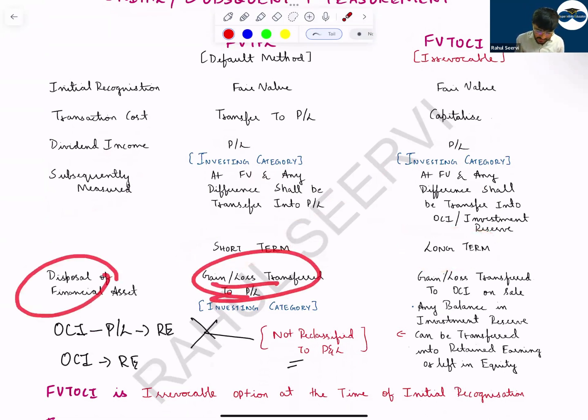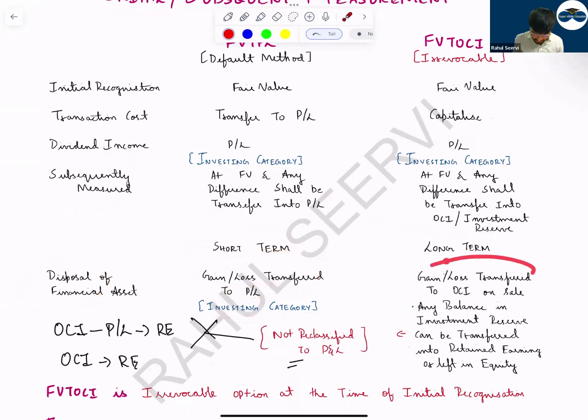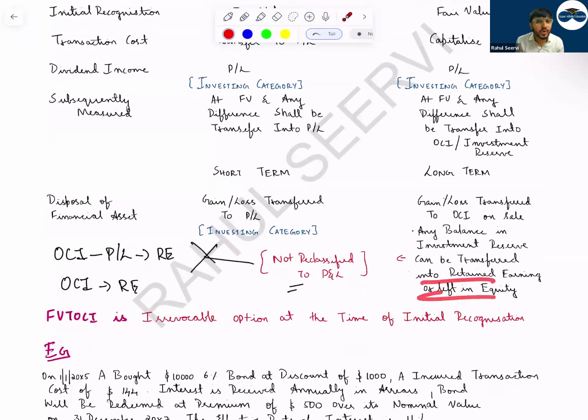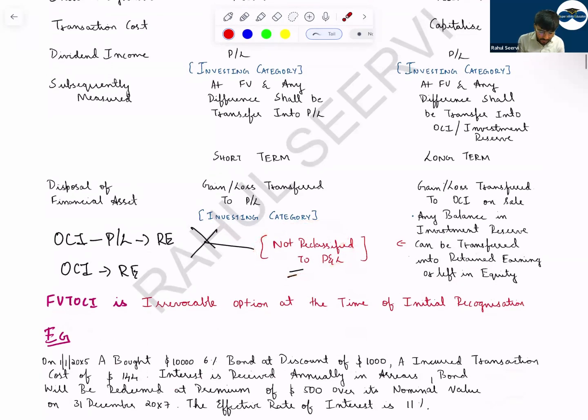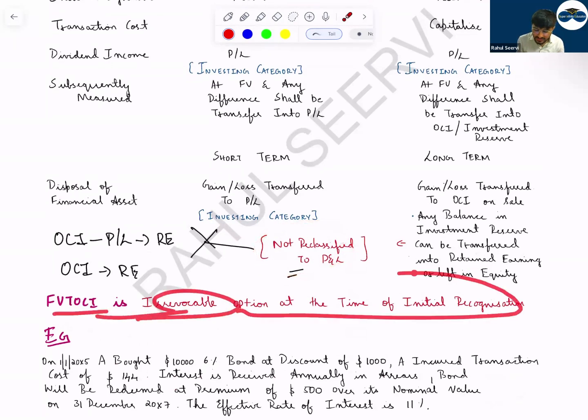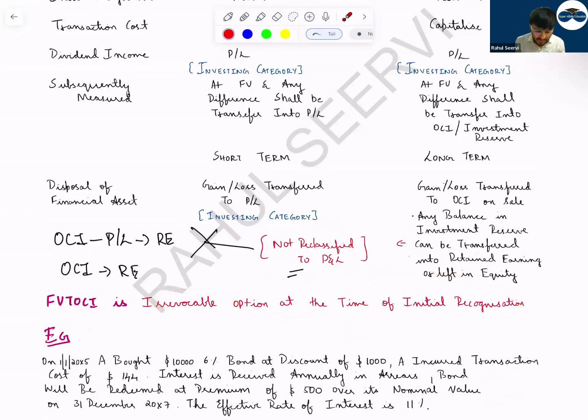On disposal, gain or loss is transferred to P&L, investing category, for fair value through P&L. When you sell any equity under financial asset, what should you do? You should first remeasure it at fair value through OCI. Take that amount to OCI, and then whatever is the balance in OCI will be taken directly to retained earnings or left in equity, because it will not be reclassified. MCQ, very important question. Fair value through OCI is an irrevocable option at the time of initial recognition. Once you choose it, you can't come back.